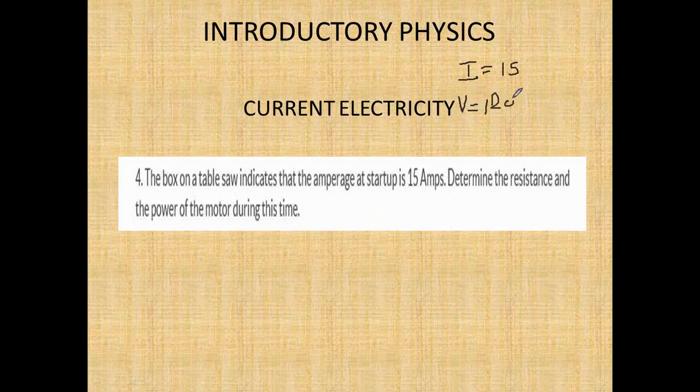Voltage is 120 volts. So we have the amperage, which is the current at startup. Okay, so you're going to use your Ohm's law equation, V is equal to IR, to calculate your resistance. V is equal to IR.